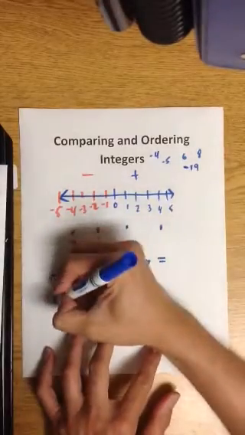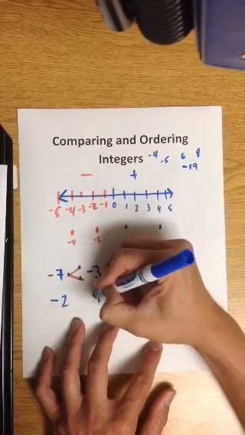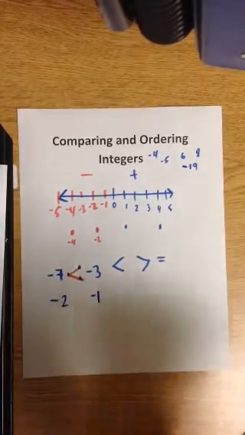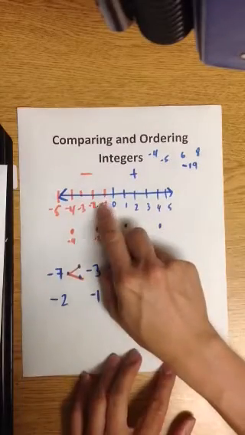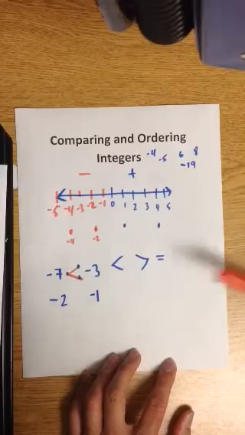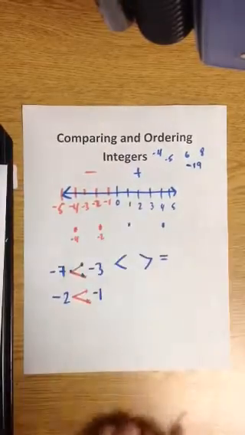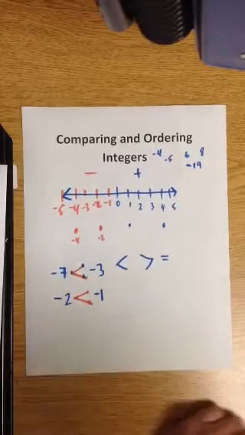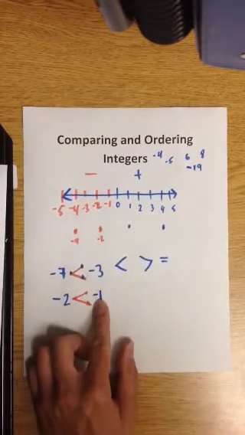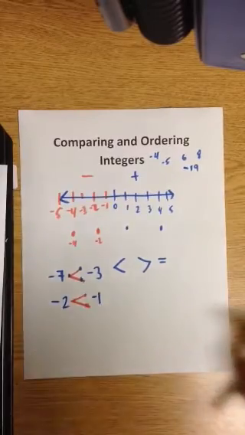Let's try another example. -2, -1. Which one is greater? -1 is right here, -2 is here, -1 is to the right side, so that is greater. 2 dots for the greater number, 1 dot for the smaller, less than, there it is. So -2 is less than -1. So I have 1 negative friend, or 2 negative friends. I wish I had 1 negative friend.